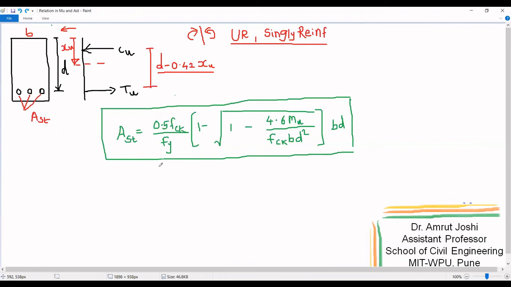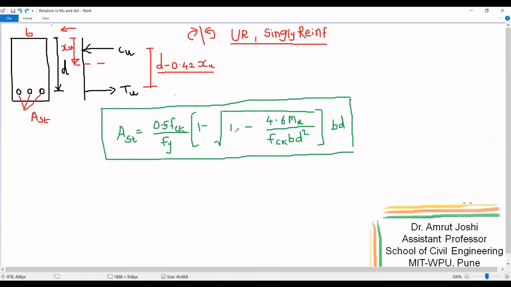The next question that may bother you is this: what if this 1 minus 4.6 Mu upon FCK BD square turns out to be negative? Then square root of negative number will be imaginary, and in that case we will not get any real value of AST. But it can be conclusively proved that 4.6 Mu upon FCK BD square, if we subtract it from 1, this number will never be negative.